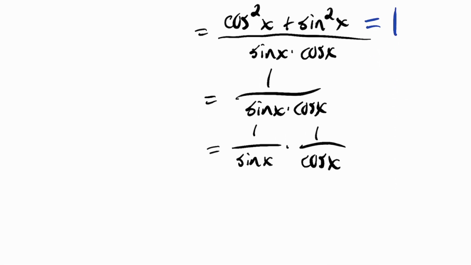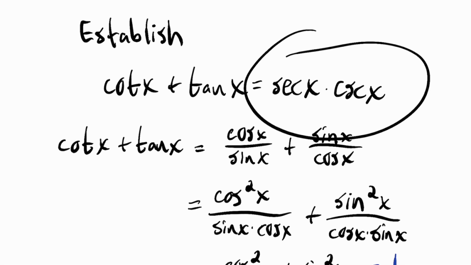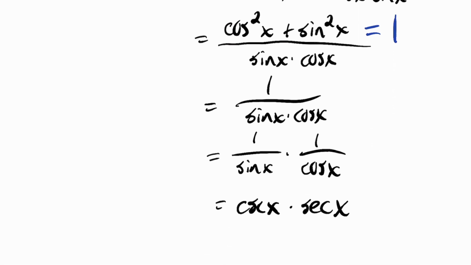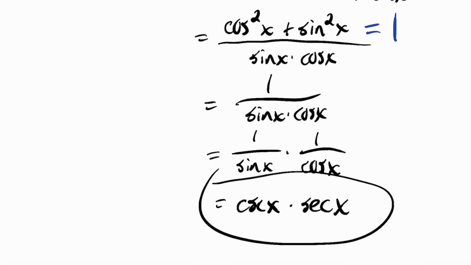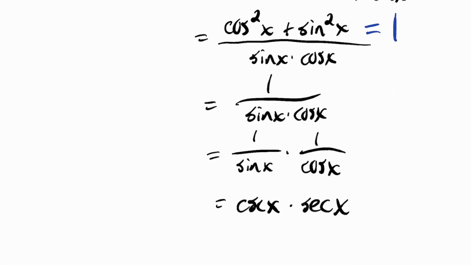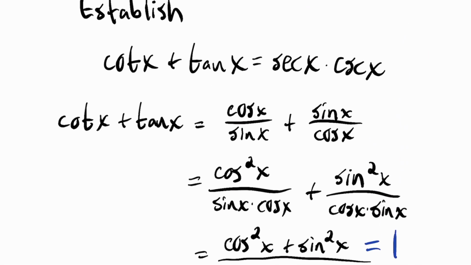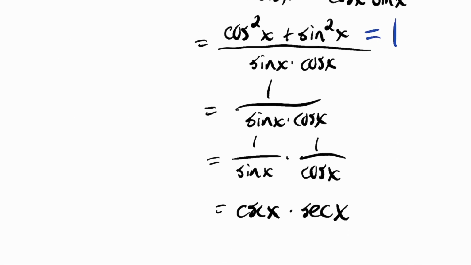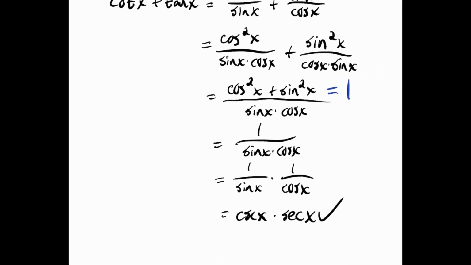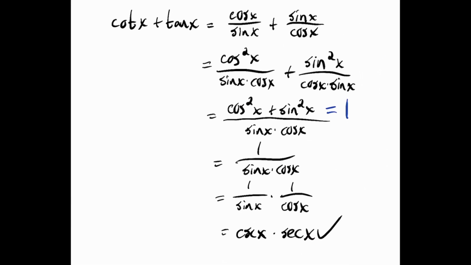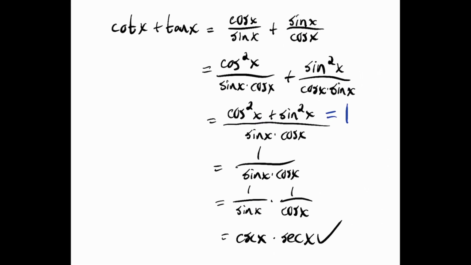1 over sine x, the reciprocal of sine of x, that's cosecant. And the reciprocal of cosine of x, that's secant of x. But that's what we wanted. Now the order is different, cosecant x times secant x versus secant x times cosecant x, but when you're multiplying, the order doesn't matter. So these are the same thing. So let me erase this, and I can say that that is completed. I'm going to zoom out and try to get the whole thing visible. So there were 1, 2, 3, 4, 5, 6 steps. Not too terrible, but we got the goal. So that's that.